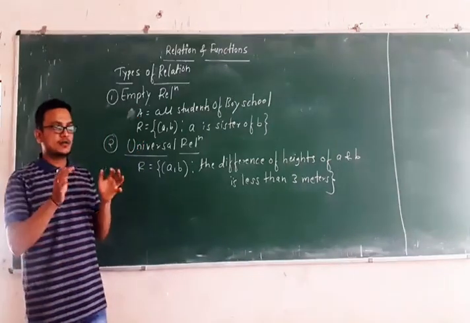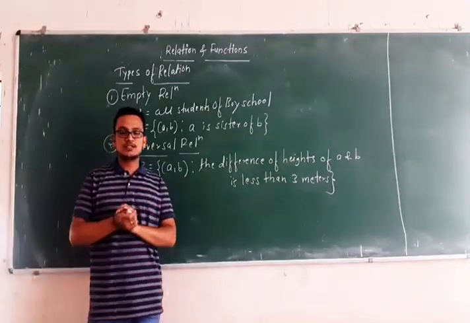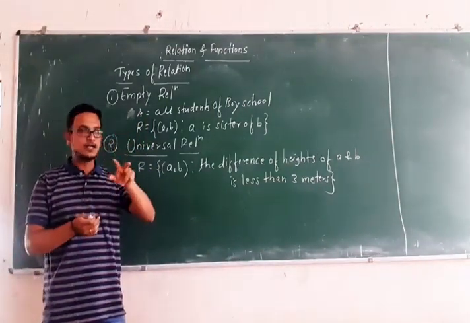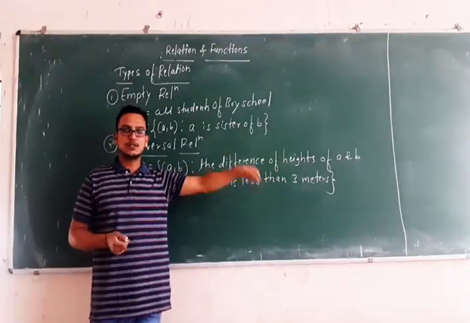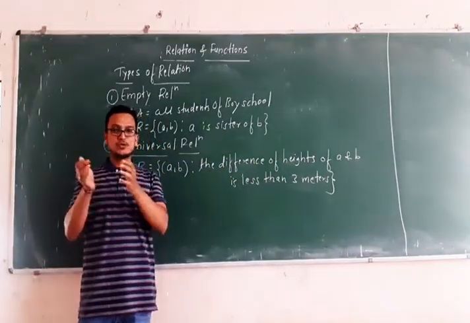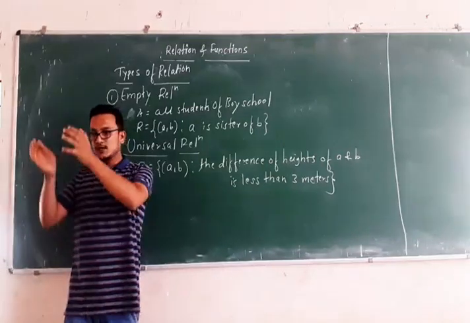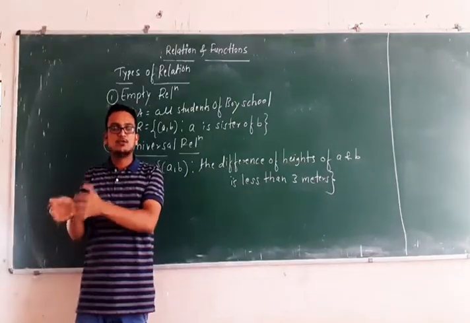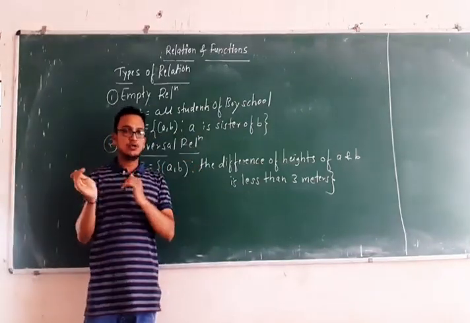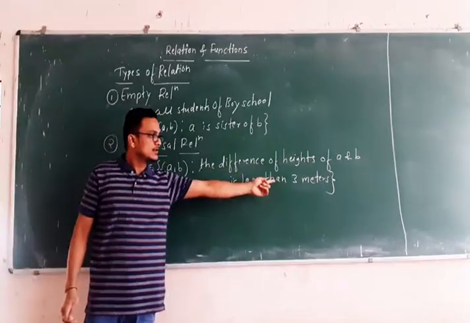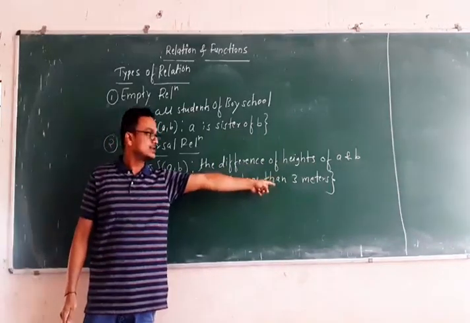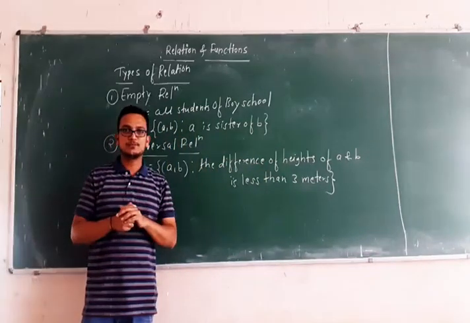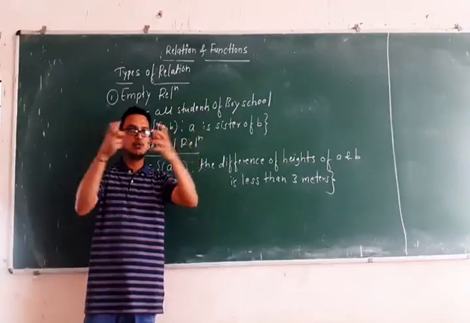Suppose, for example, there are 60 students in the class, and you want to check that the difference of height of two students is less than 3 meters. Then what you have to do is take one student and relate that one student with all. That one student's height you compare with all the students. Then only can you find whether the difference between two students' heights is less than 3 meters. If you select randomly, one student here and one student there, it is not possible.